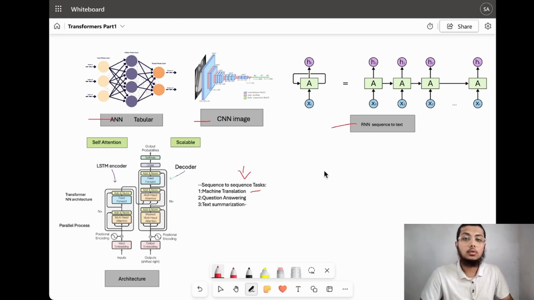Now, if you want to see how transformers look, this image is actually the architecture of a transformer. You will find this image in the original paper on transformers.